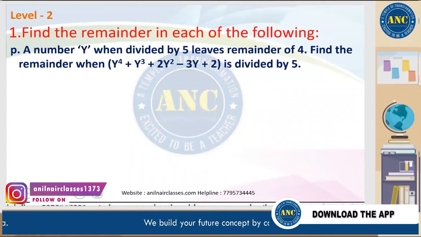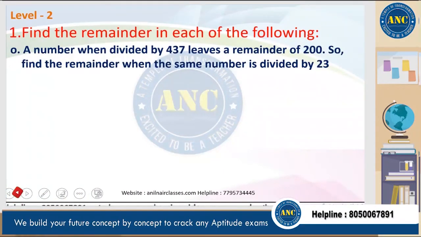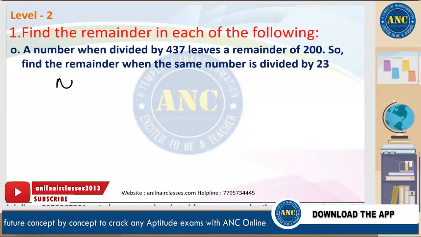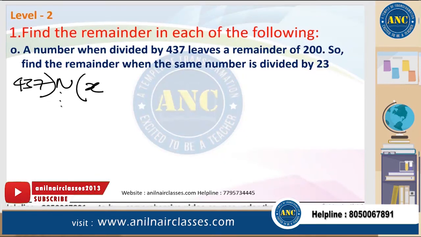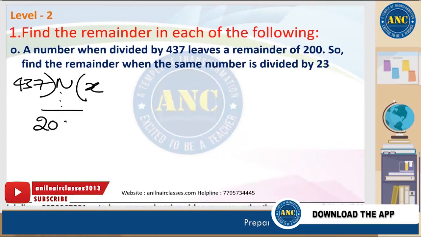Now another one. Now instead of this, I will do this, then I will go back to this. In fact, you can do this also. A number when divided by 437 leaves a remainder of 200.